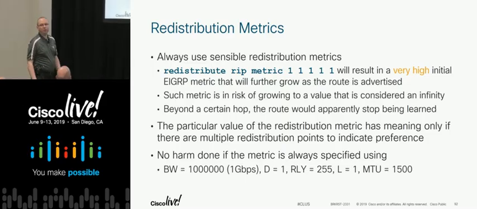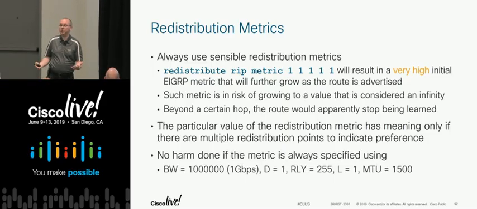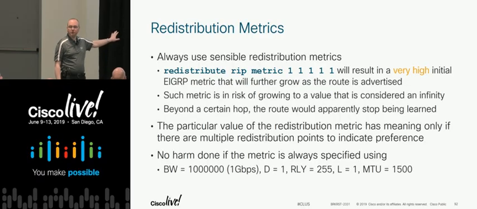What I typically recommend is, unless you have multiple redistribution points, it doesn't make really sense to try to be extremely careful. So just be reasonable, and using a redistribution metric typical of, let's say, 1 or 10 gigabit per second is going to give you ample space to grow and still have the metric representative of something.